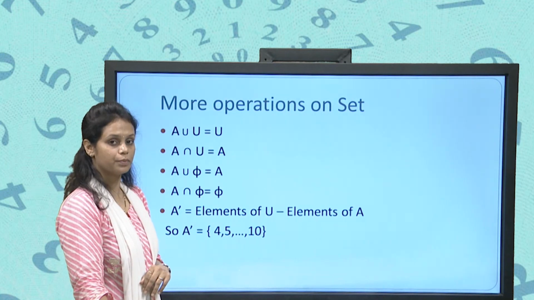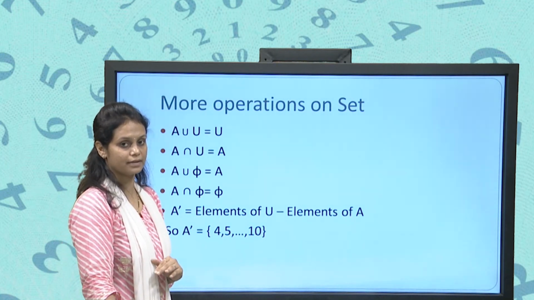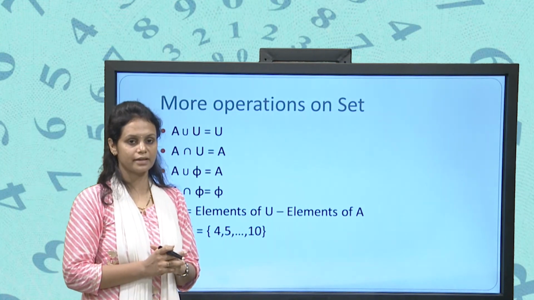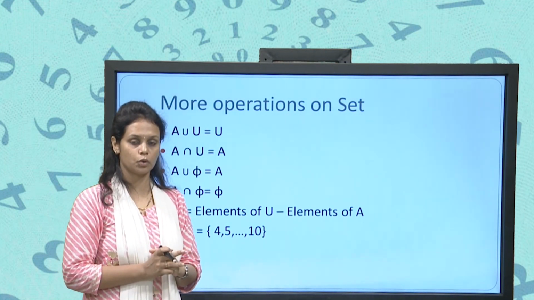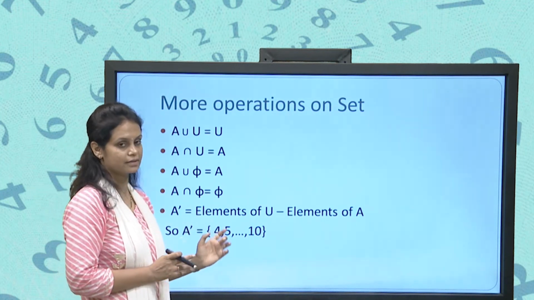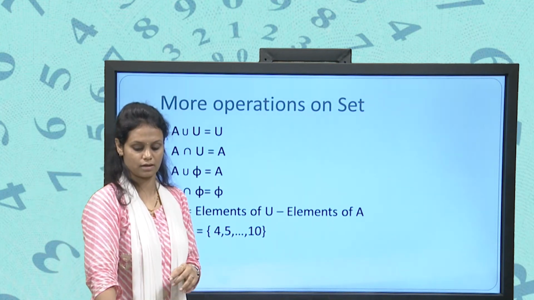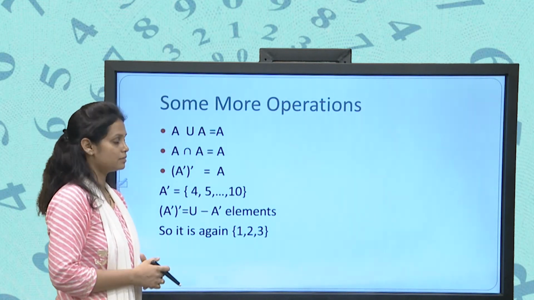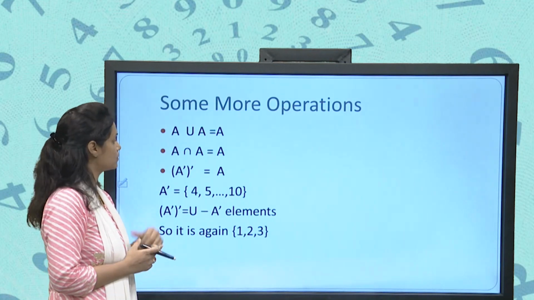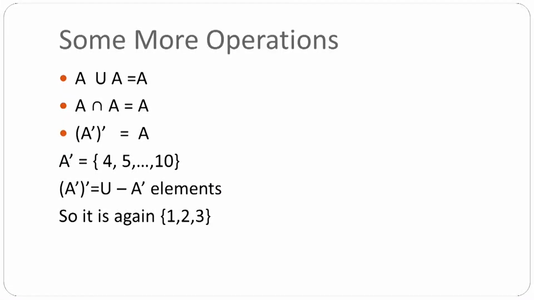The element which is present in U but not present in A. Fine. So which are the elements that are present in A? That is 1, 2, 3. So our answer for A dash is 4, 5, 6, 7, 8, 9, 10, right? We'll see some more operations for the set theory. A union A is always A, A intersection A is always A, and A complement complement is also always A.